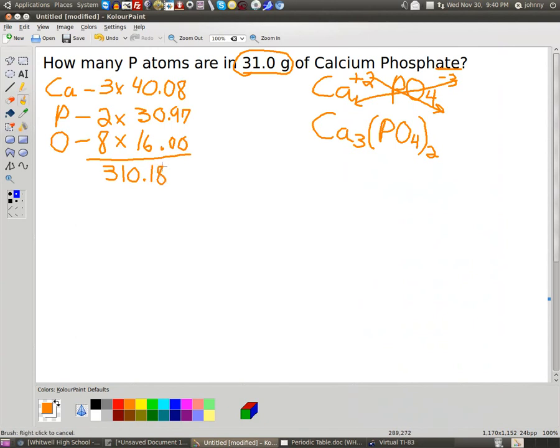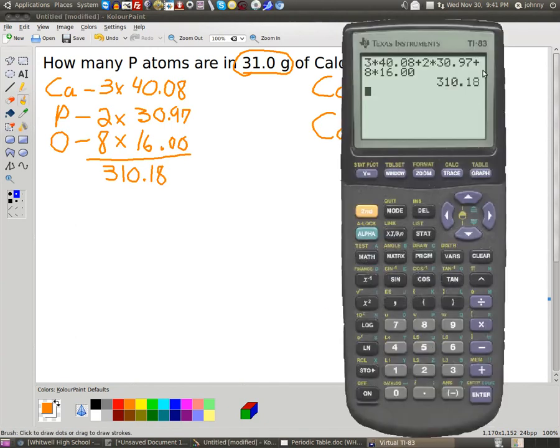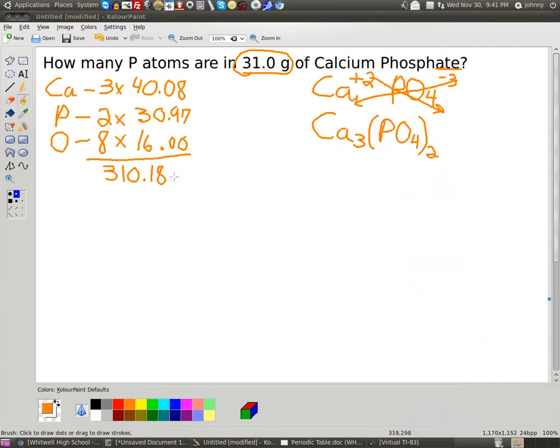310.18. I'm going to make sure I wrote that down. I said it, but I want to make sure that's what it was on the calculator, and it was. Since this is molar mass, technically we should write grams per mole. That's a reminder that this is molar mass. I've seen some people not even bother to write it, but so far we've got everything we need to work this problem, so let's get at it.